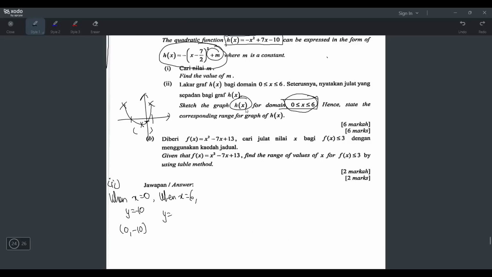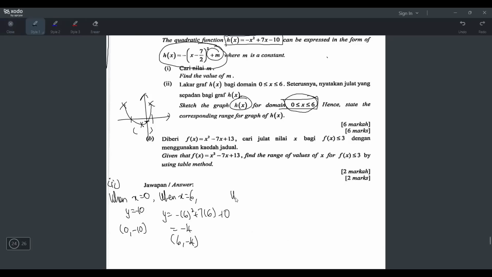So your y will be what? Negative x squared plus 7x minus 10, and x is 6. Then just press the whole thing in your calculator and you will get -4. It means that the last point is (6, -4). So this is the last point, this is the first point. Okay, the next step is to find the x-intercept and the y-intercept, because these are all important points.